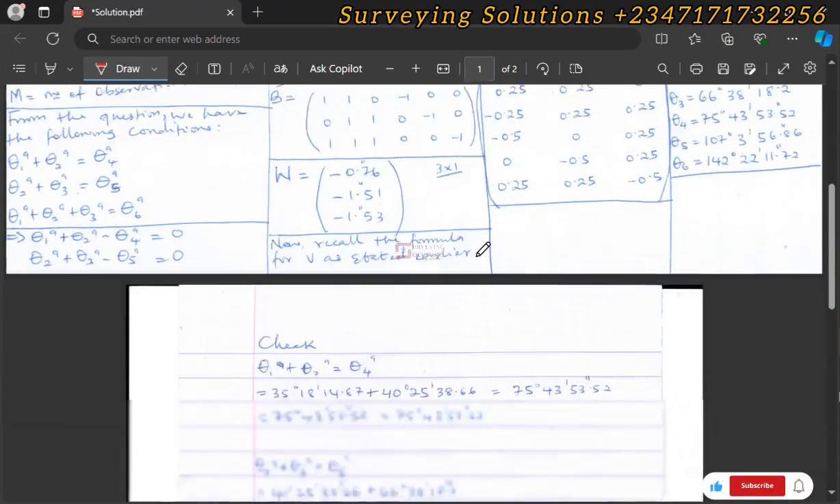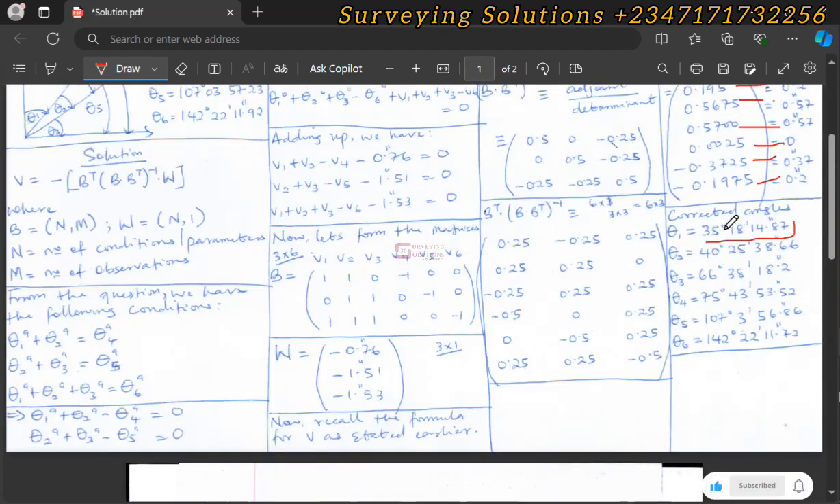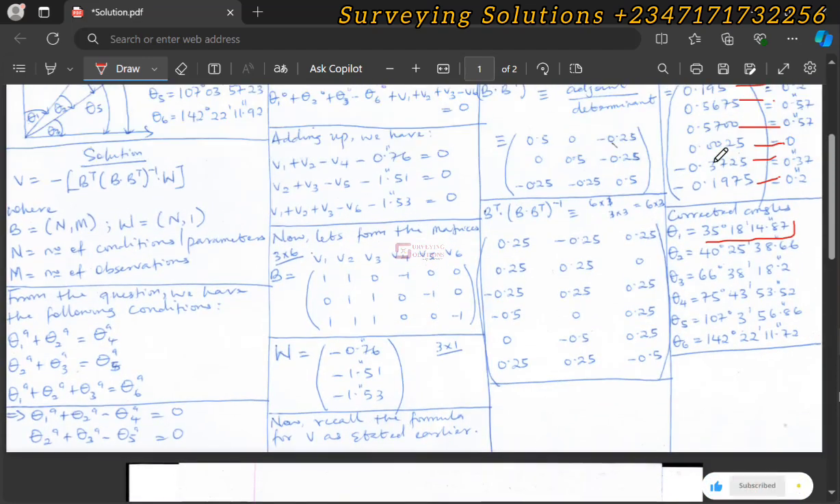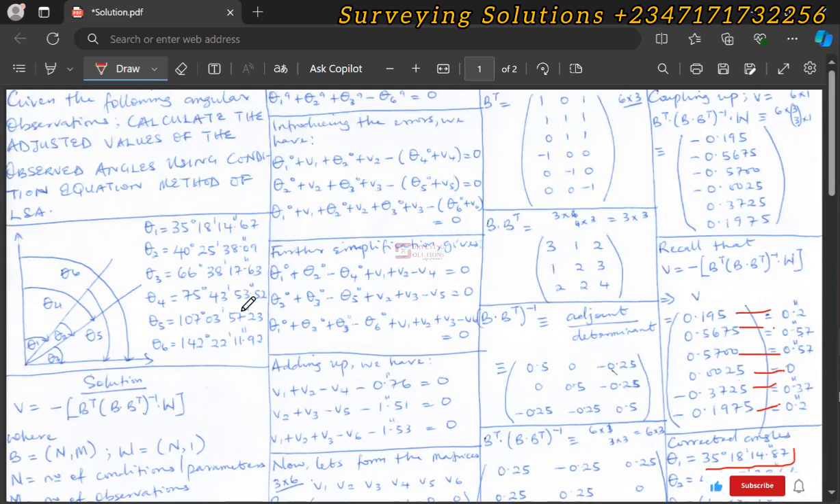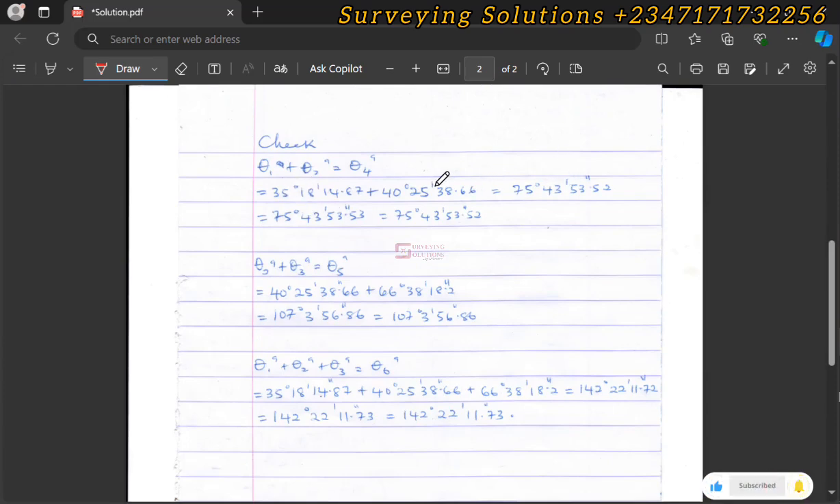So now let's come for the check. Now for the check, the conditions have been stated. The angle 1 adjusted plus the angle 2 adjusted must be equal to the angle 4 as adjusted, right? Good. So what we have done here is that we have written out the adjusted values, as well as the adjusted value of 4, because the adjustment was applied to all the observed angles, right? Good. So to the adjusted value of 4. So we now added these two. So you can also add 35, 18, 14.87 plus 40, 25, 38.66.